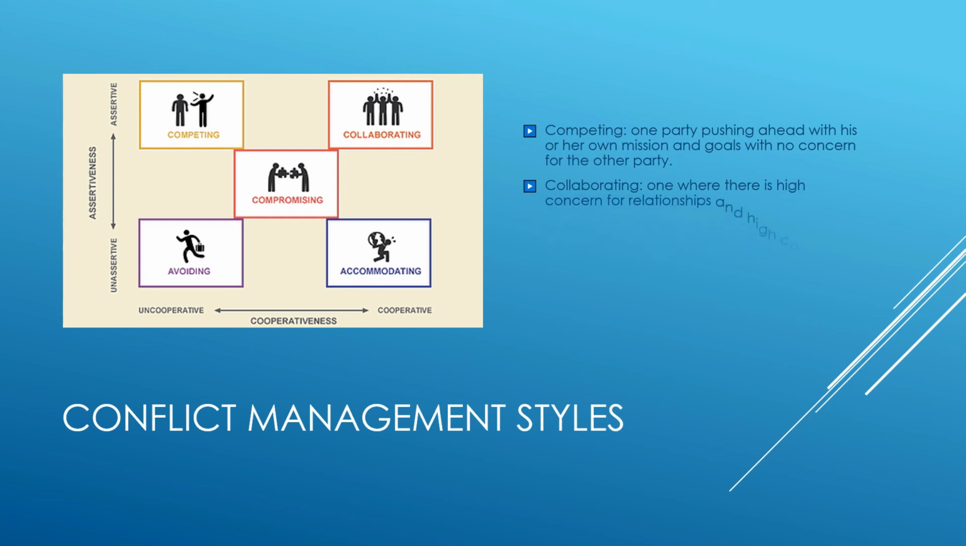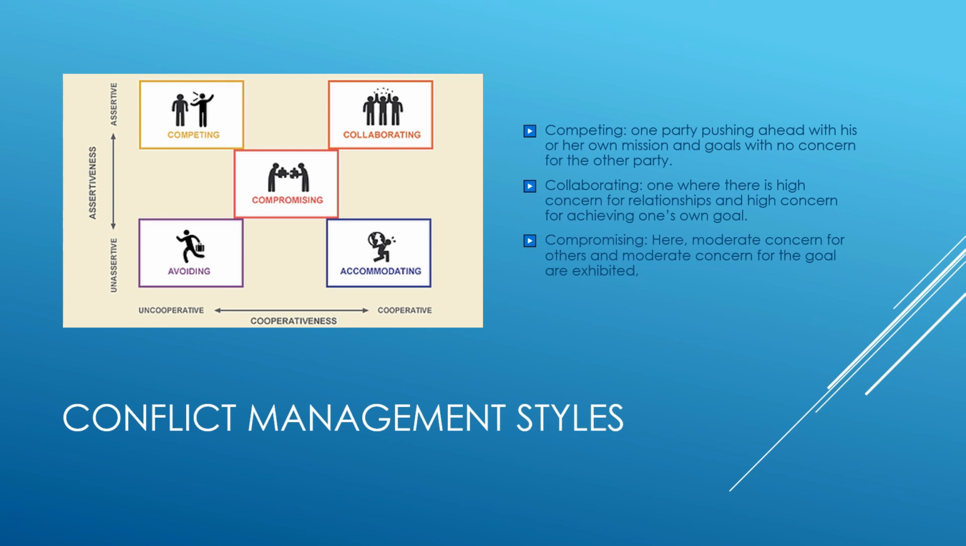The collaborating style is one where there is high concern for relationships and high concern for achieving one's goal. Those with a collaborating style look to put the conflict on the table, analyze it, and deal openly with all the parties. They look for the best possible solution, a win for each party in the conflict.